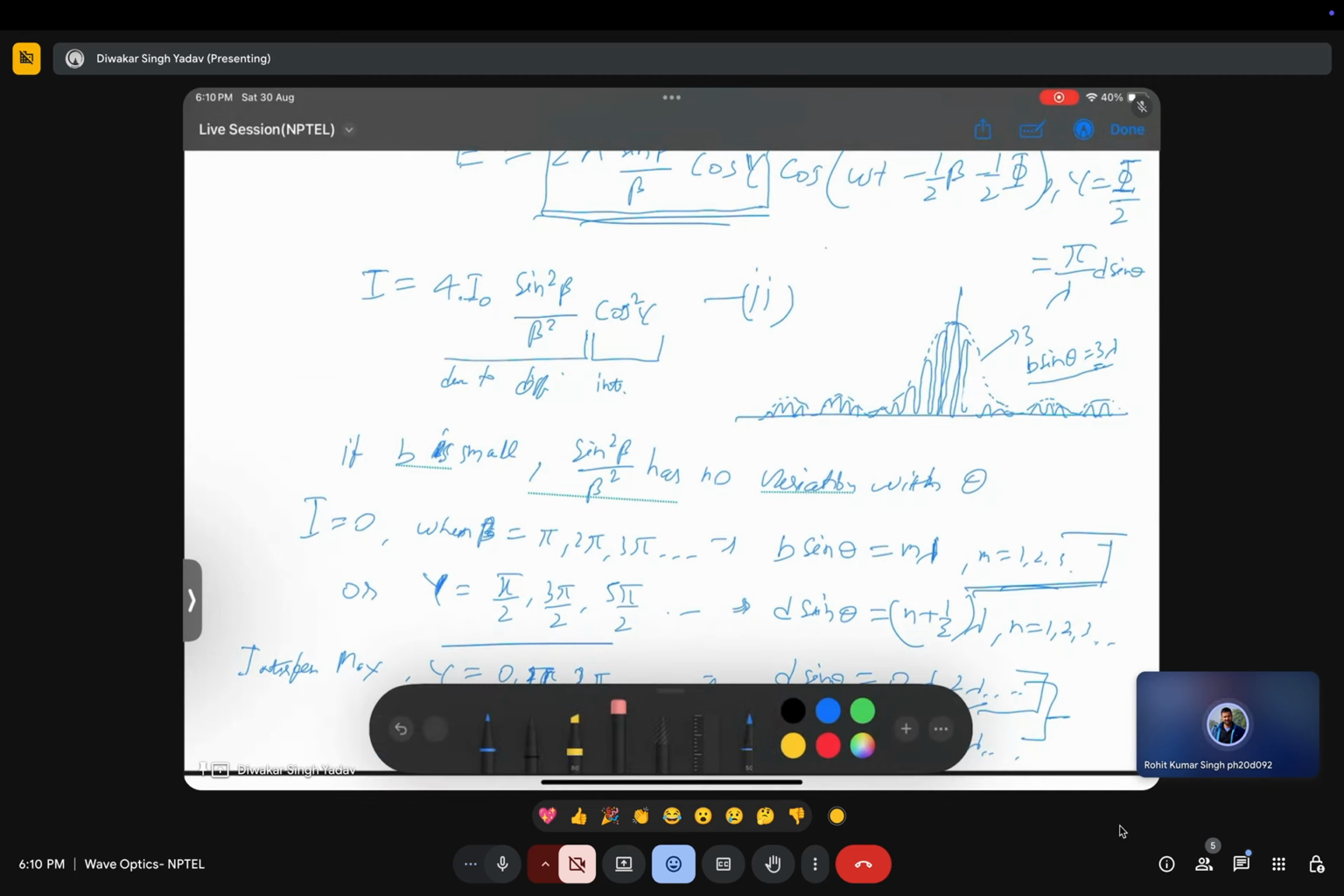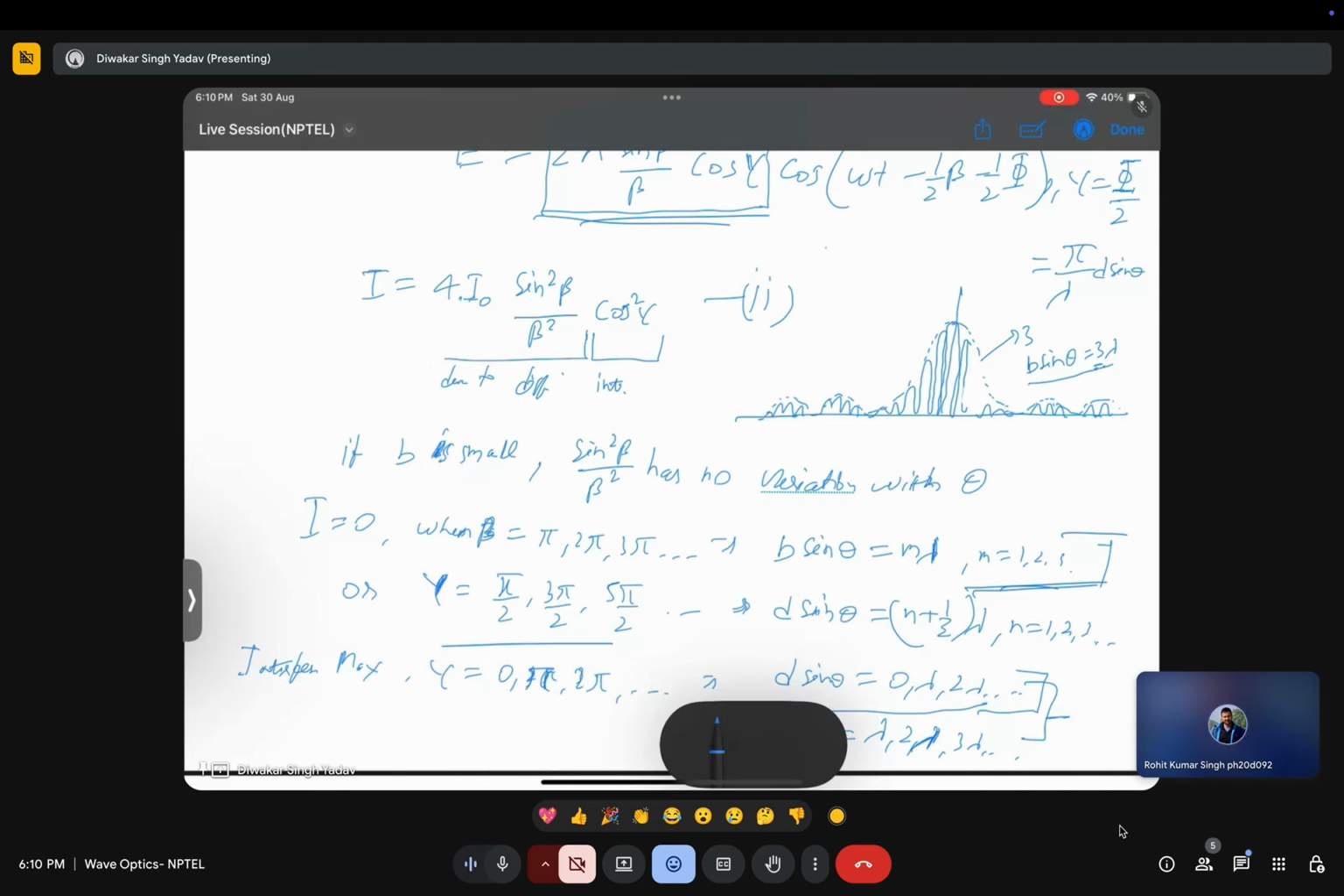So this we call missing order. There will be a dark area, so it's called missing order. This is something interesting that happens in the two slit Fraunhofer diffraction. We will see some problems based on this later.